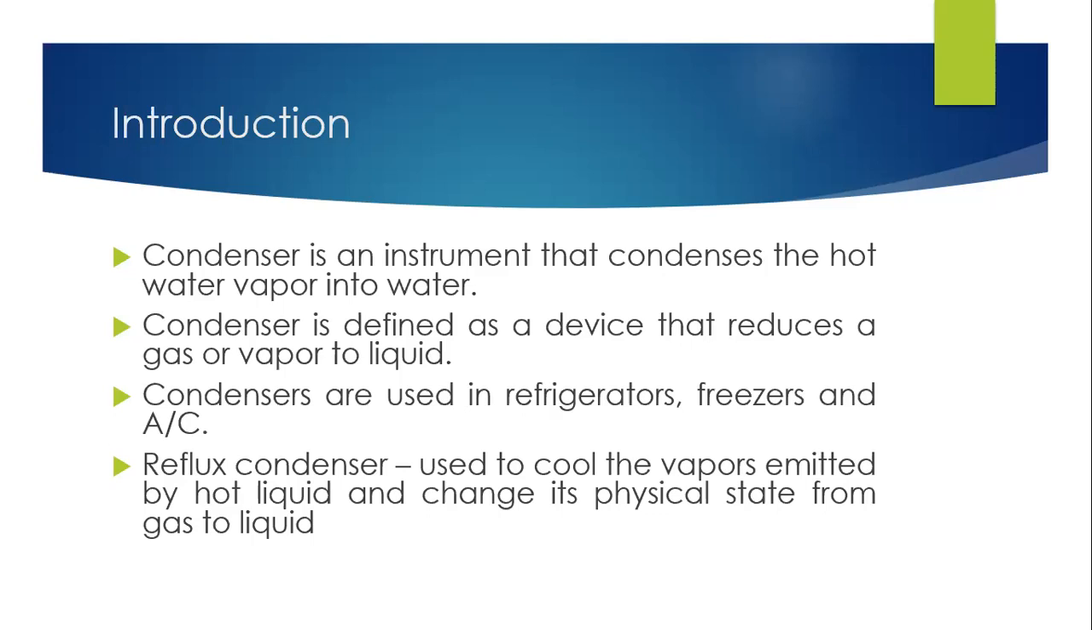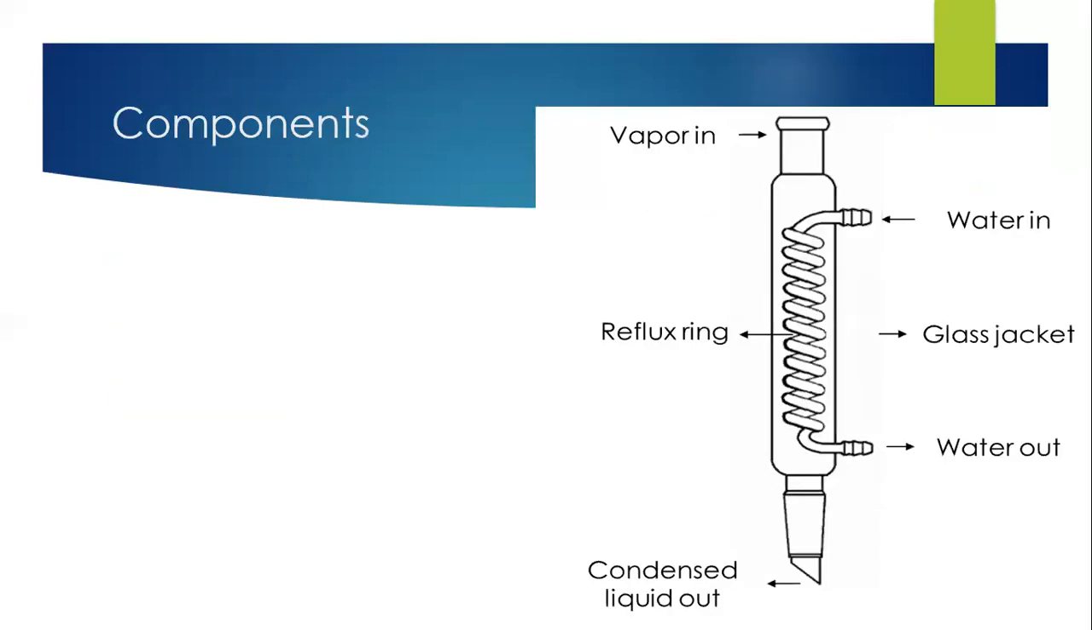It's a device used to cool the vapors emitted by hot liquid and change its physical state from gas to liquid. So that is our thing. So this is how a reflux condenser will look like. This part is connected to the still, or the distillation flask. This is where the water vapor will enter into the condenser.